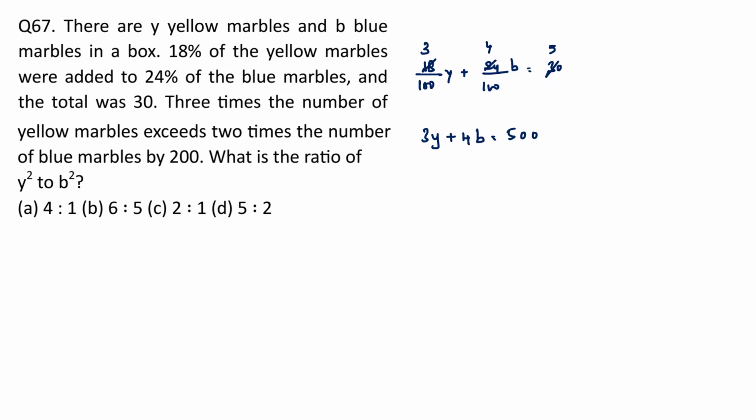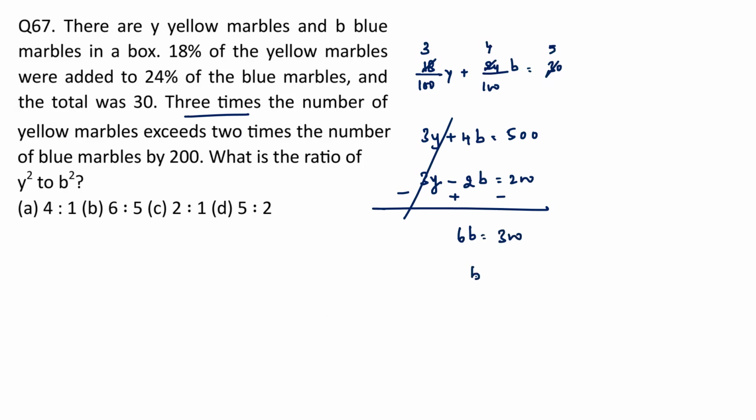This is 1. 3 times the number of yellow marbles exceeds, means minus, you can say. 3 times the yellow marble exceeds 2 times the blue marble by 200. So you can minus, plus, minus, cancel it. 6B is equal to 300. Therefore, blue marbles are 50. Substitute blue marbles 50 here. 3Y, 200 goes that side. It is 300. So yellow marbles are 100.